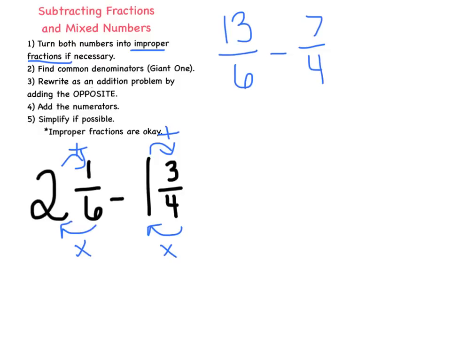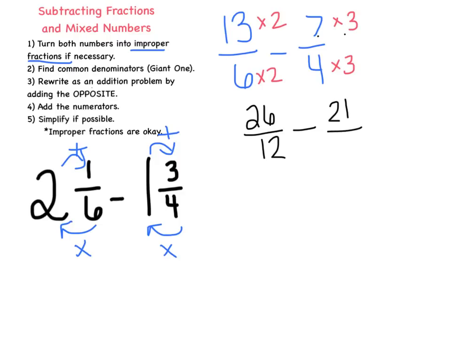So to get from 6 to 12, I have to multiply by 2. Then I'll do the same thing on the top. There's my giant 1 at work. And to get 4 to 12, I need to multiply by 3, so I'll do the same thing to my top. And I'm going to just carry this below here, my new fraction with common denominators. 13 times 2 is 26. My denominator is now 12ths, minus 7 times 3 is 21 with the denominator of 12. So we found common denominators using our giant 1.